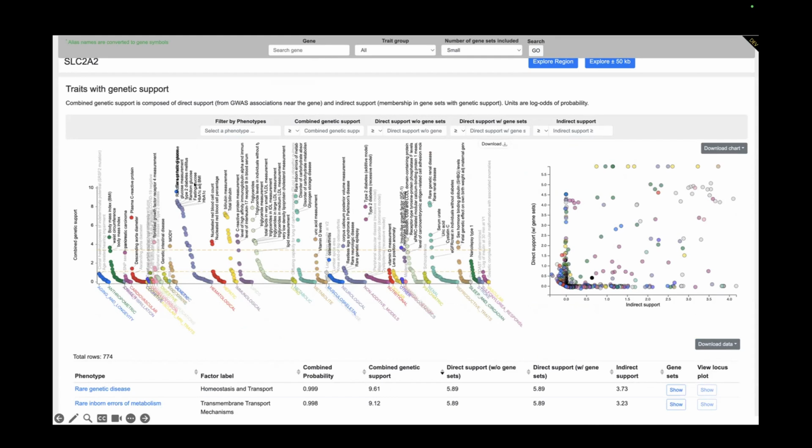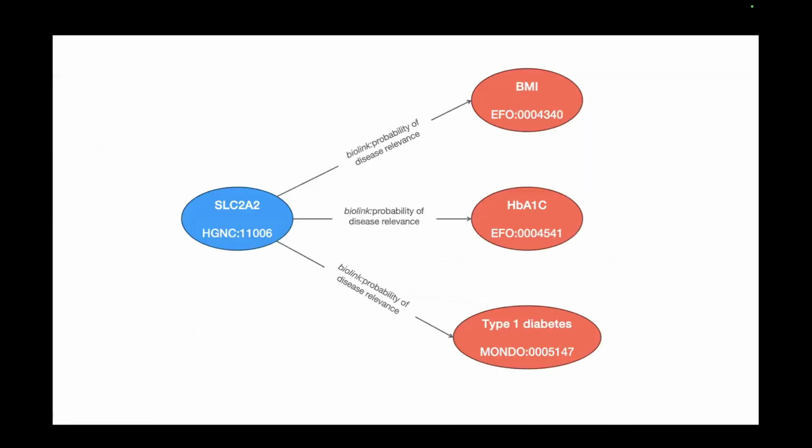So, one example of the data we have: this is a plot for SLC2A2, a gene many of you have probably heard of. We have all this information that we've distilled, either common variants from GWAS into relationships between that gene and a disease, or rare variant data as well. So we have all these statistics. I'm not going to go into the details too much, but we have to figure out a way to get that into the knowledge graph so it can be used by Translator.